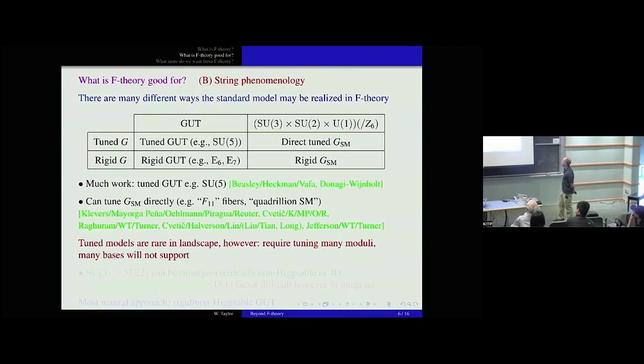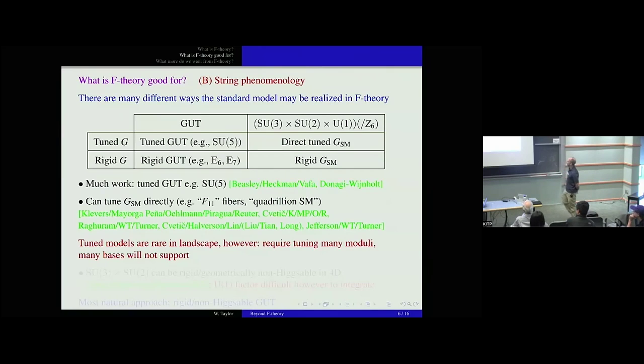The original approach that Beasley, Heckman, Vafa, and Donagi and Wijnholt pioneered was to use a tuned SU5 as a GUT, and there's hundreds of papers on realizing string phenomenology using those constructions. More recently, there's been a bunch of work. The Penn group and we and others have looked at tuning the standard model gauge group directly. One simple way is through these so-called F11 fibers.